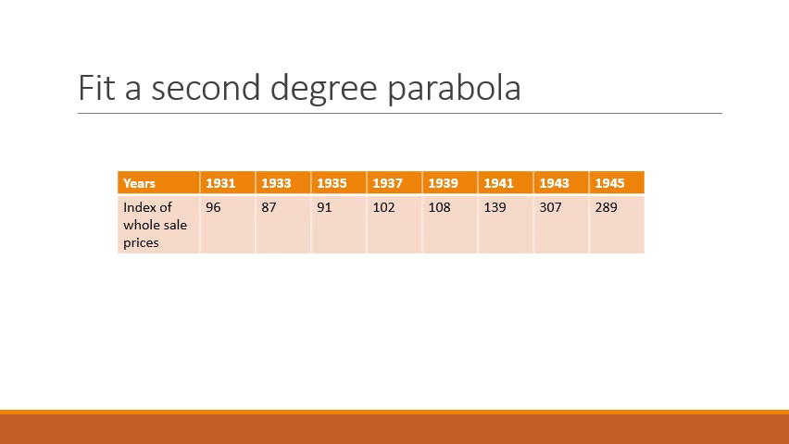Now, here is the data: years and index of wholesale prices. We have 8 years of data, 1, 2, 3, 4, 5, 6, 7 and 8, and we have to fit a second degree parabola, the equation with the highest power 2 and the line with a single bend or one valley. Now we will go to our next slide.